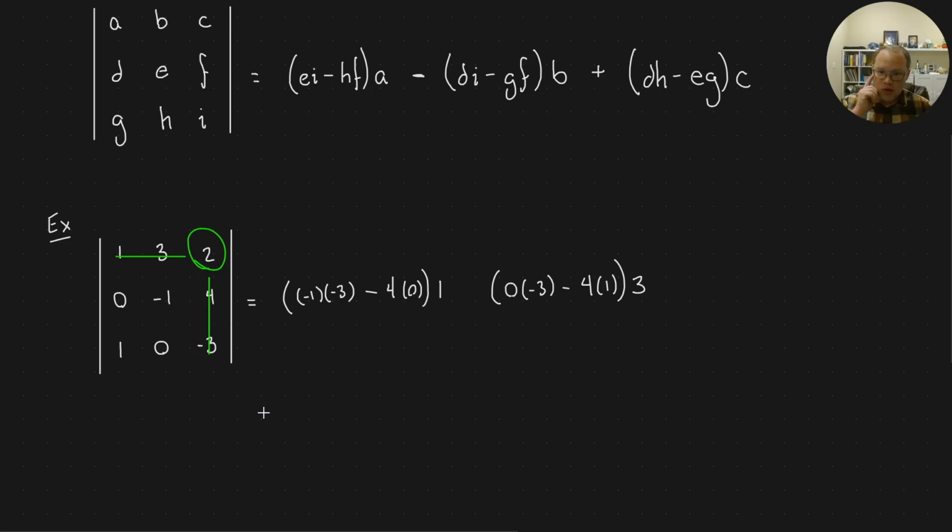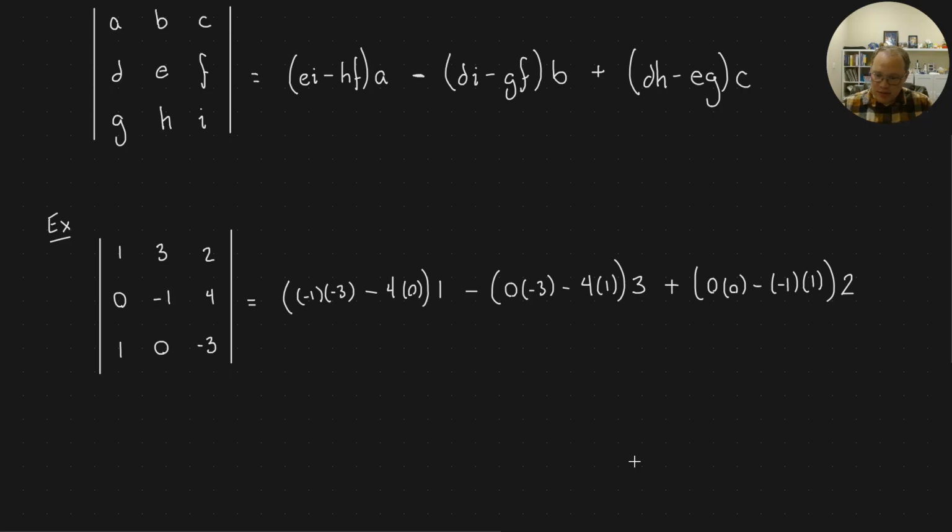Cancel out the row and column with the 2 in it. Focus on what's left. I get 0 times 0 minus -1 times 1. And then multiply by that 2. Okay? And then alternate the signs, right? Plus, minus, plus. So that is my 3 by 3 determinant.